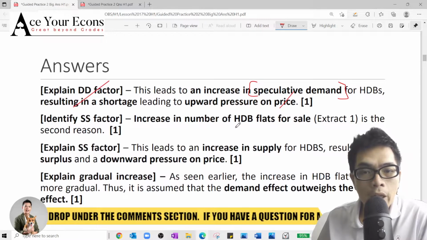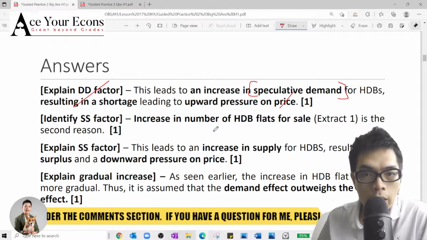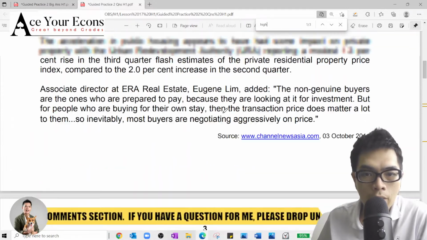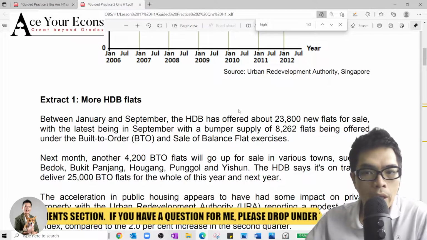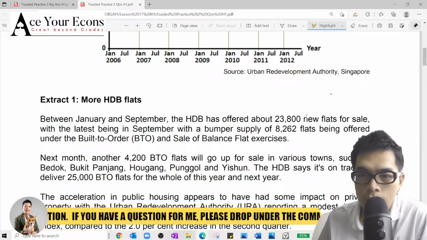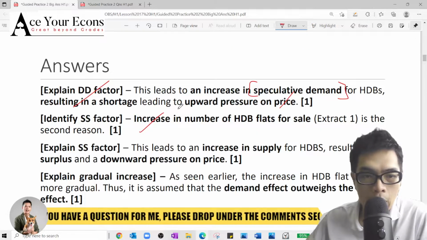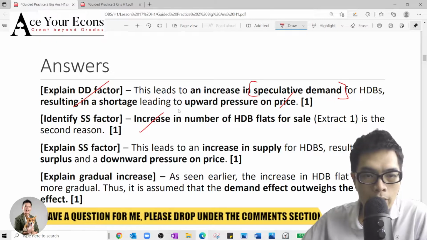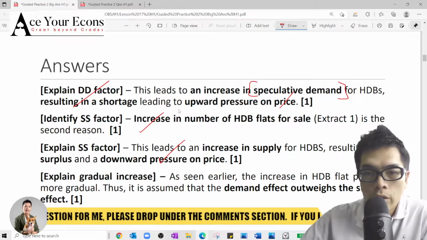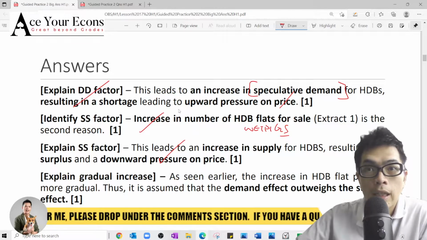For the supply factor, you can find it in extract 1. Extract 1 mentions that there is an increase in the number of HDB sales. What you can see here is that there will be new flats for sale. New flats for sale. So this is expected to increase supply, which results in a surplus and a downward pressure on price. So this is the last alphabet, sellers.